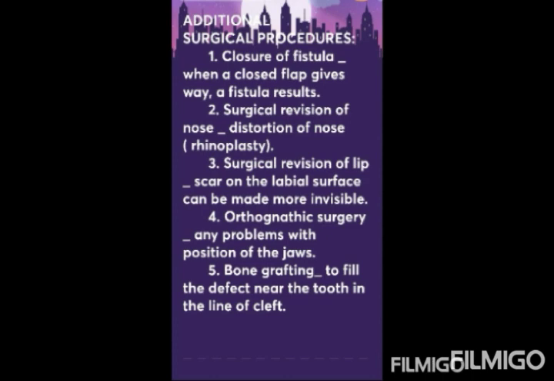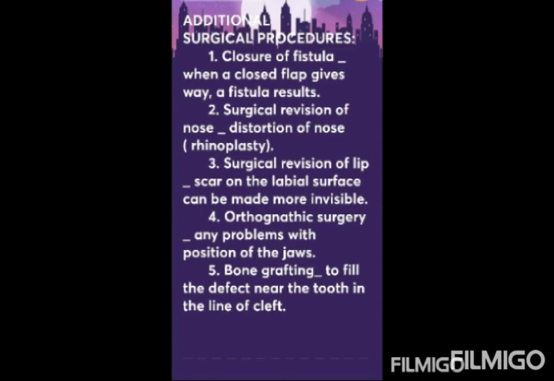Next, moving on to additional surgical procedures. The first one is closure of the fistula. When a closed flap gives way, a fistula results. The second one is surgical revision of the nose. For distortion of the nose, we give rhinoplasty. And the third is surgical revision of the lip, where a scar on the labial surface can be made less visible.